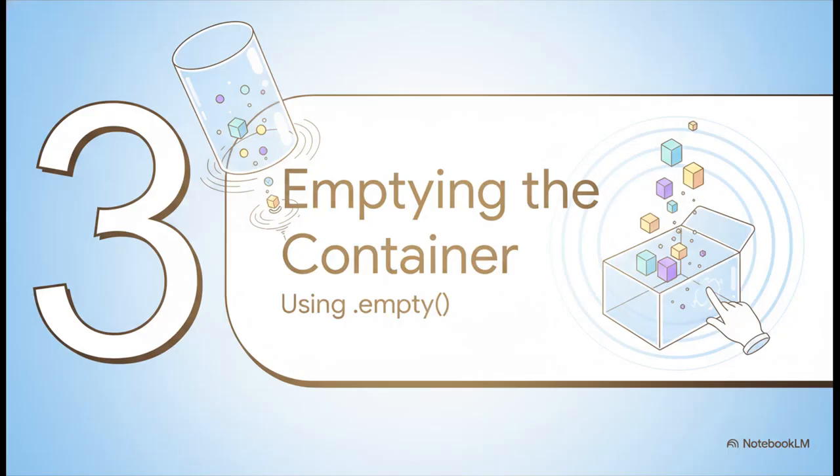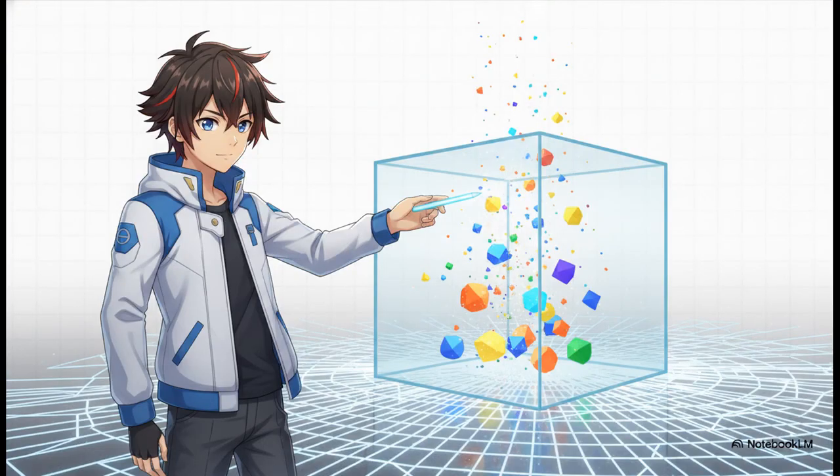Which brings us to section 3, emptying the container. Let's take a closer look at the .empty method. This method specifically targets the inner content. It wipes out all the child elements, all the text, and all the HTML code nestled within a tag. But, and this is the absolutely crucial part, it leaves the shell completely intact. The container stays exactly where it is in the DOM structure.